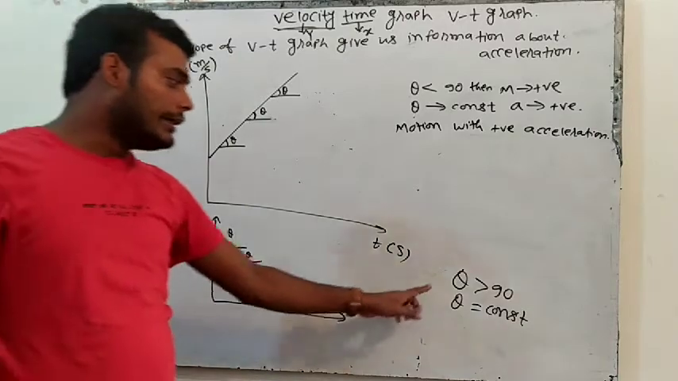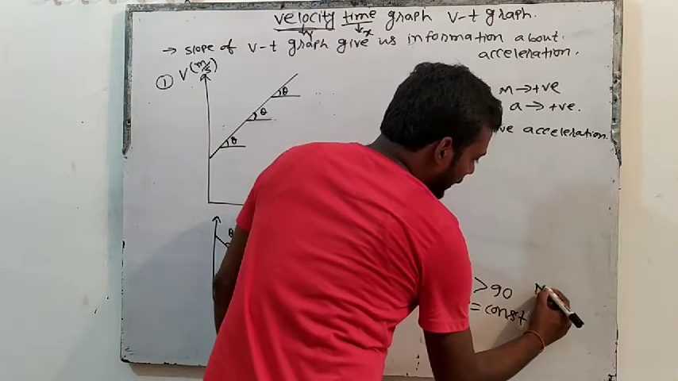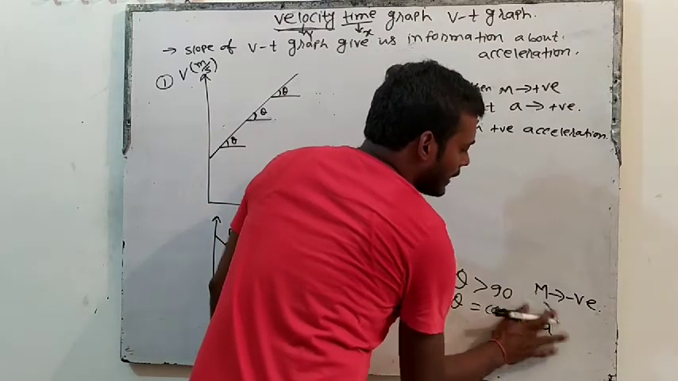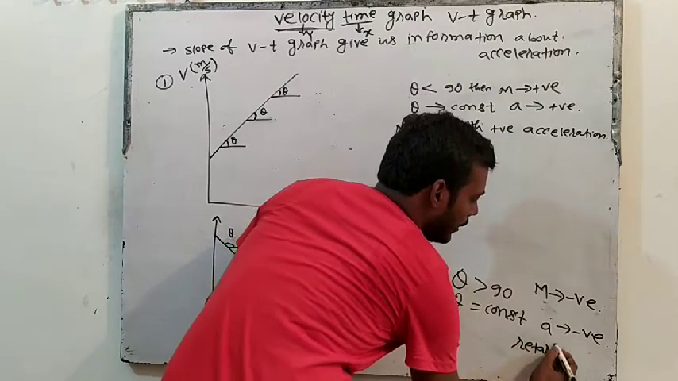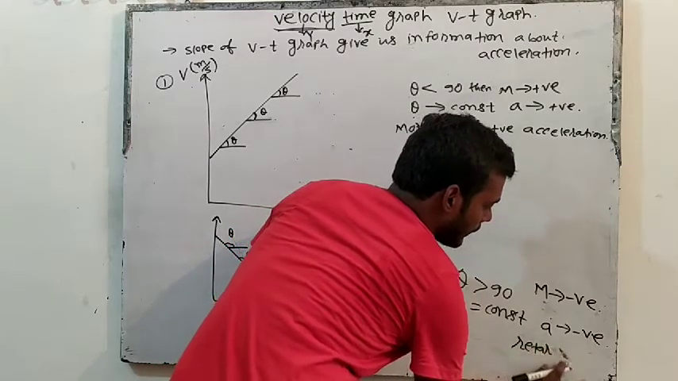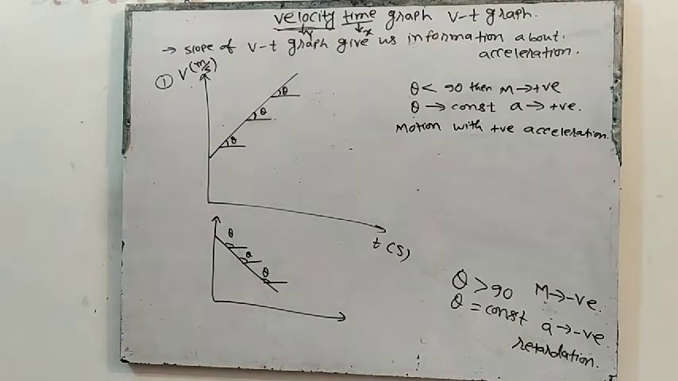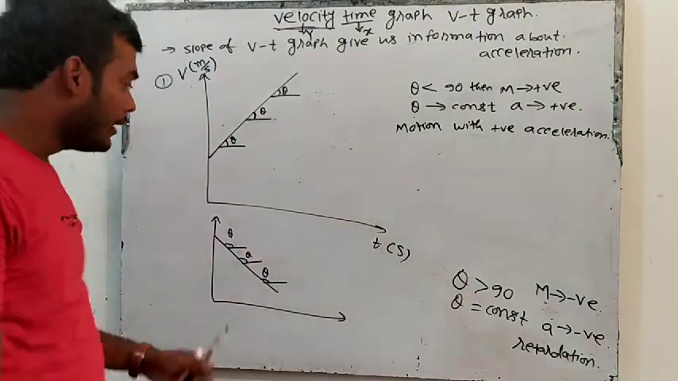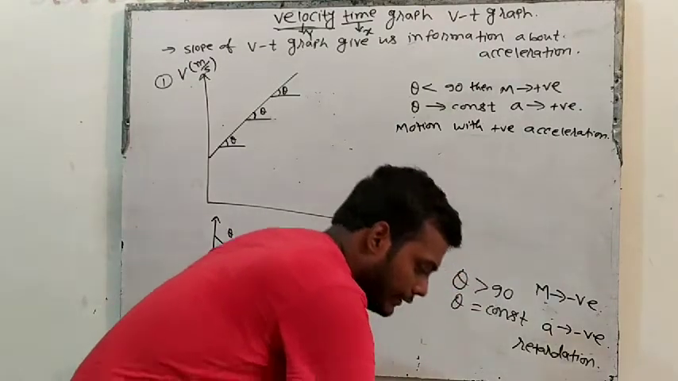Now see this thing. Theta is greater than 90. That means slope will be negative. If the slope is negative, then slope is giving us information about acceleration, so acceleration will also be negative. Acceleration negative. That means this is a graph of retardation. Retardation means negative acceleration, and negative acceleration means velocity of the object is decreasing. These two graphs are clear. Now understand the third.